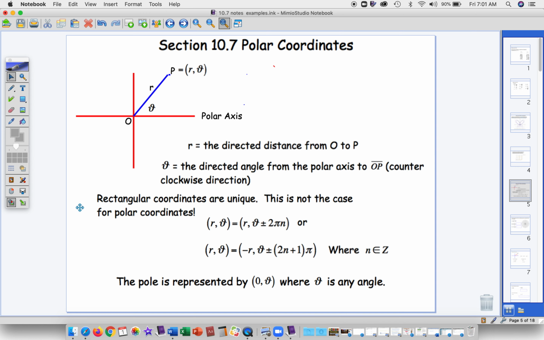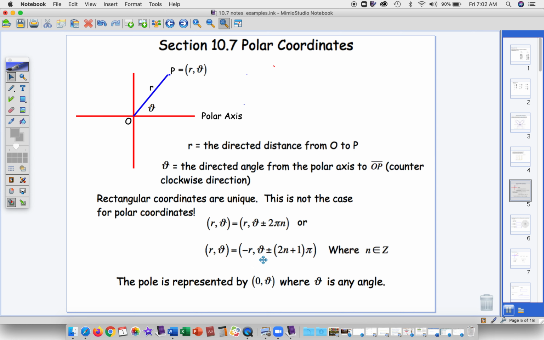So rectangular coordinates are unique. This is not the case for polar coordinates. So r, theta could also be written as r, theta plus or minus 2 pi n, where that 2 pi n added or subtracted to theta gives us an angle coterminal to theta. So there's lots of different possibilities to come up with polar coordinates. We can also use a negative r value for the first coordinate.